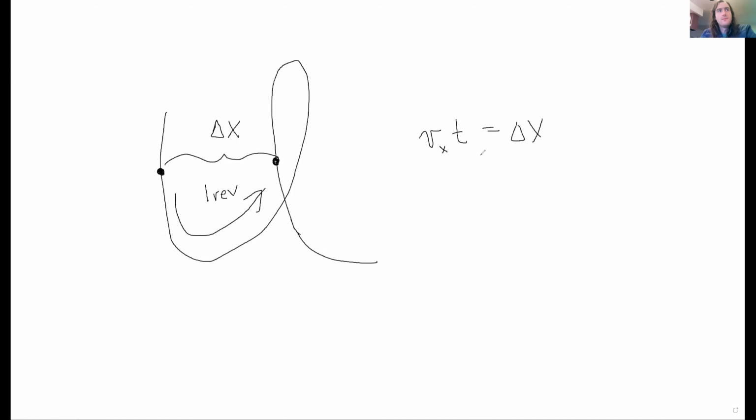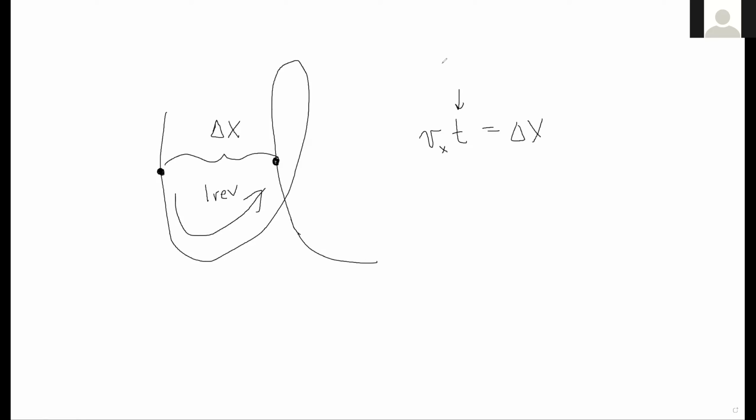So this thing goes around like this in a helix. And let's say this point right here and this point right here are separated by a distance delta x. And this is one revolution of the circular motion. So you want to solve for the time that it takes for one revolution, and then do Vx times that time equals delta x. Does that make sense?